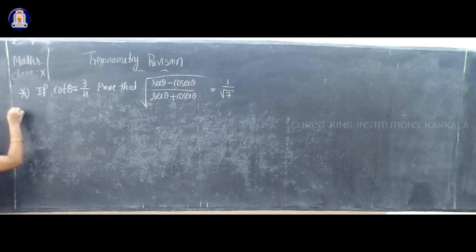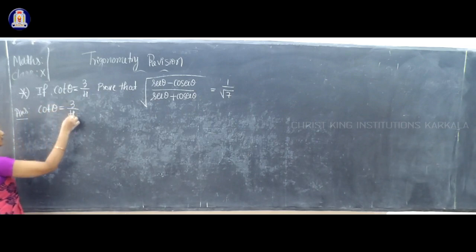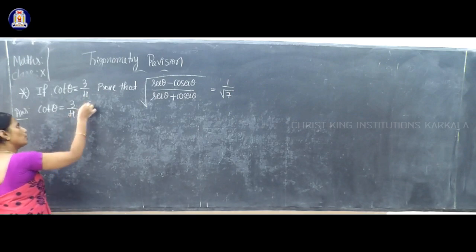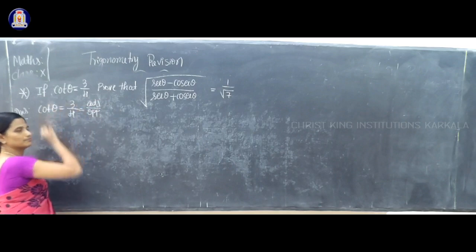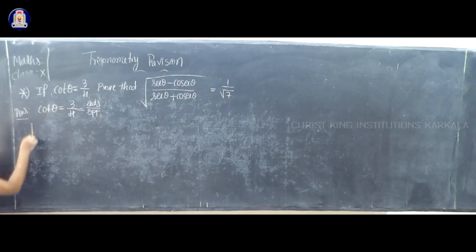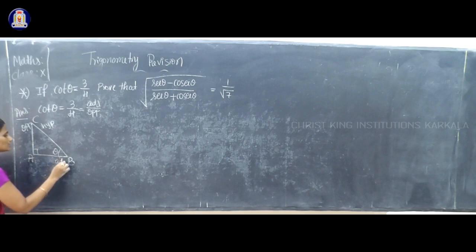So now what is given? Given is cot theta is 3 divided by 4. So what is the definition of cot? Cot is adjacent side divided by opposite side. Right? So now the triangle is this one. This angle is theta. You can mark it as A, B, C. This is the opposite side, this one is the hypotenuse side, and this one is the adjacent side.